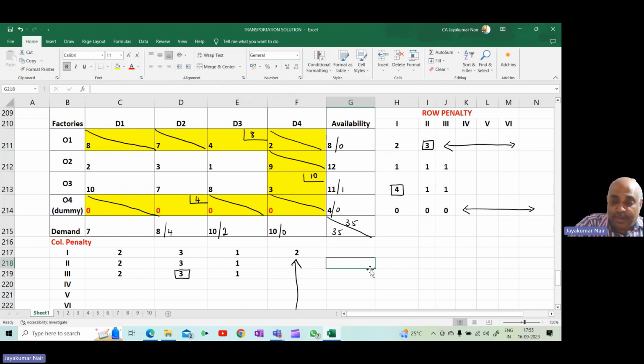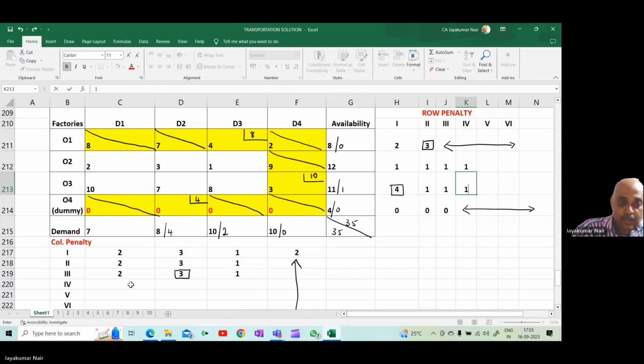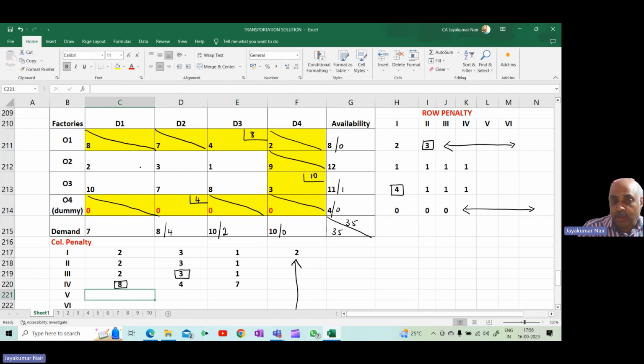Again, calculate what is the penalty cost. 2 and 1, 1. 1. Here it is 8. Here it is 4. Here it is 7. So which is the highest? Highest is 8. So put this in a box. See which is the lower of the cells, 2 or 10. 2 is the lower. So I give the allocation here. 7 is the demand. Availability is 12. The lower of the two is 7. So demand becomes 0. Availability will become 5.